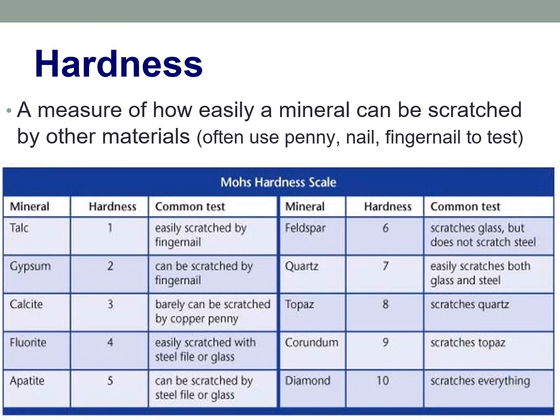So it goes from 1, which is the least hard, and moves all the way to 10, which is the most hard. And some things can scratch other things, like topaz can scratch quartz, but quartz, because it's lower, can't scratch topaz. So you'll see things that are softer can be scratched by things that are harder.